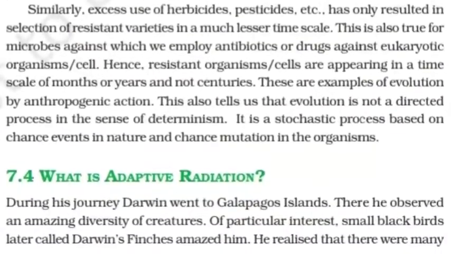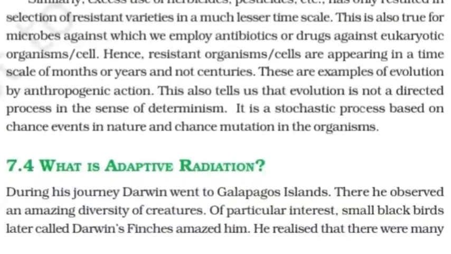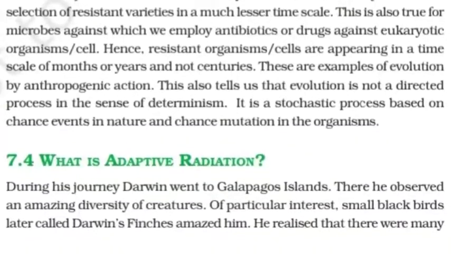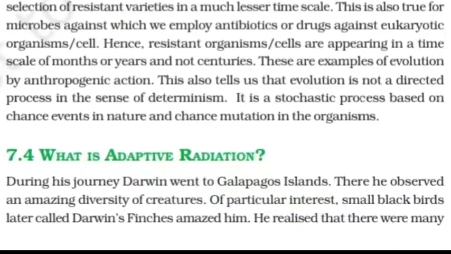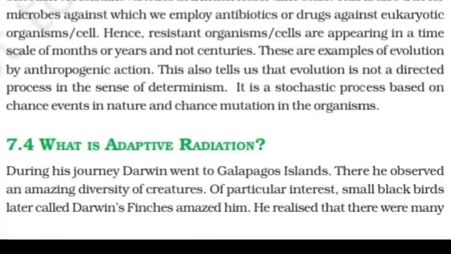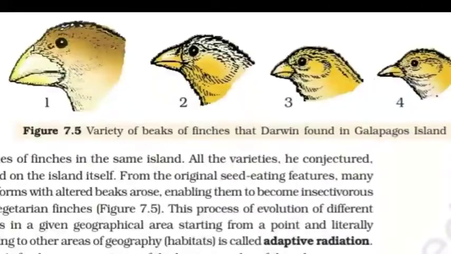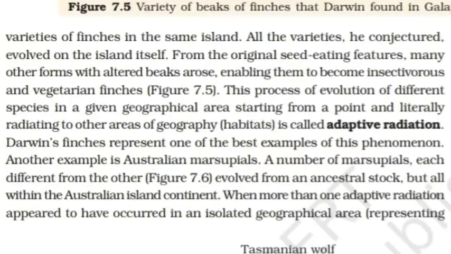During the journey of Darwin, he went to the Galapagos Islands. There he observed an amazing diversity of creatures. Of particular interest, small black birds, later called Darwin's finches, amazed him. He realized that there were many varieties of finches in the same island. All the varieties, he conjectured, evolved on the island itself from the original seed-eating features.